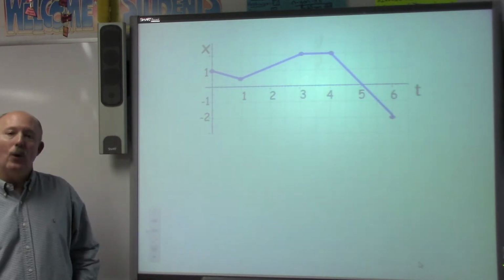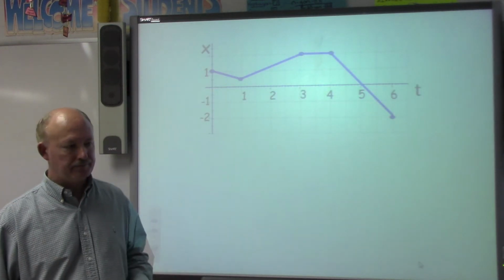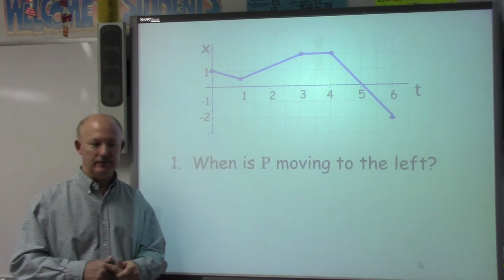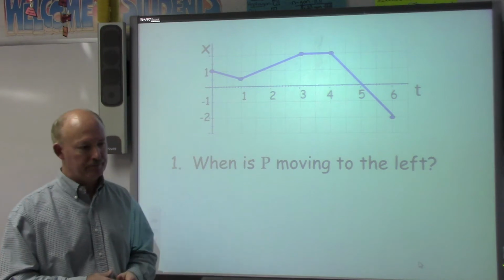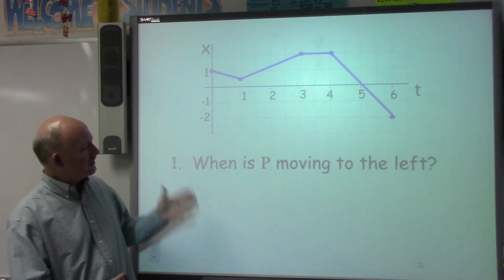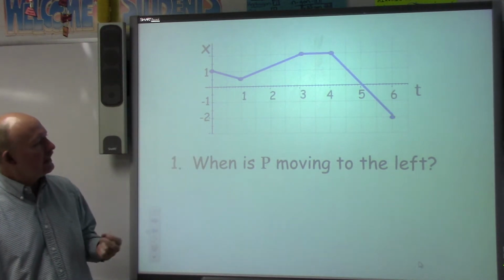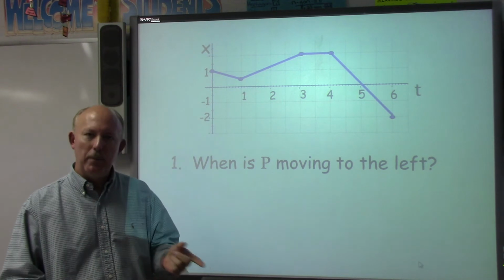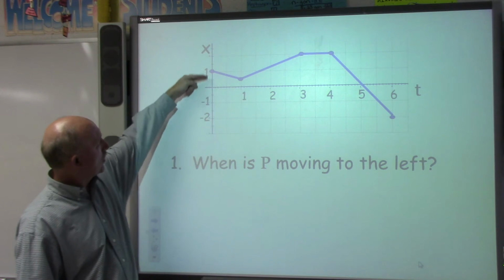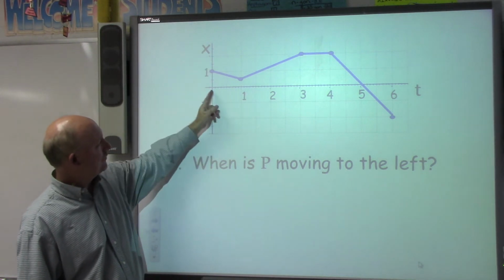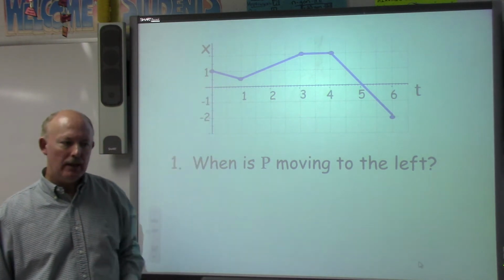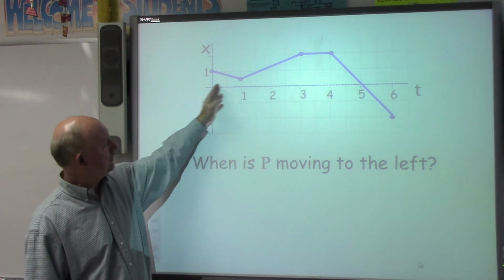A couple of questions about this graph that we want to look at. Number one, when is the particle moving to the left? In a position-time graph like this, the particle will be moving to the left when the slope of your line is negative. You notice from 0 to 1, the particle starts off at 1. After 1 unit of time, it's at 1/2. So it's gone from 1 to 1/2. So the particle is moving to the left from 0 to 1.